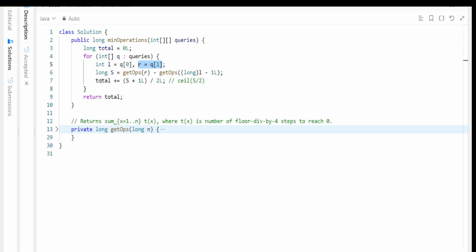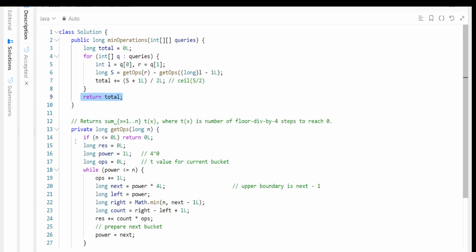Okay, so when we find the S, you know that at the right and at the left we have to find. So when we are finding from the left, you have to do the left minus 1 here, so you can find the exact S, right? You just have to find the total. In that case you have to do S plus 1 and divide by 2, so you can get the ceiling value. And you have to return the total.